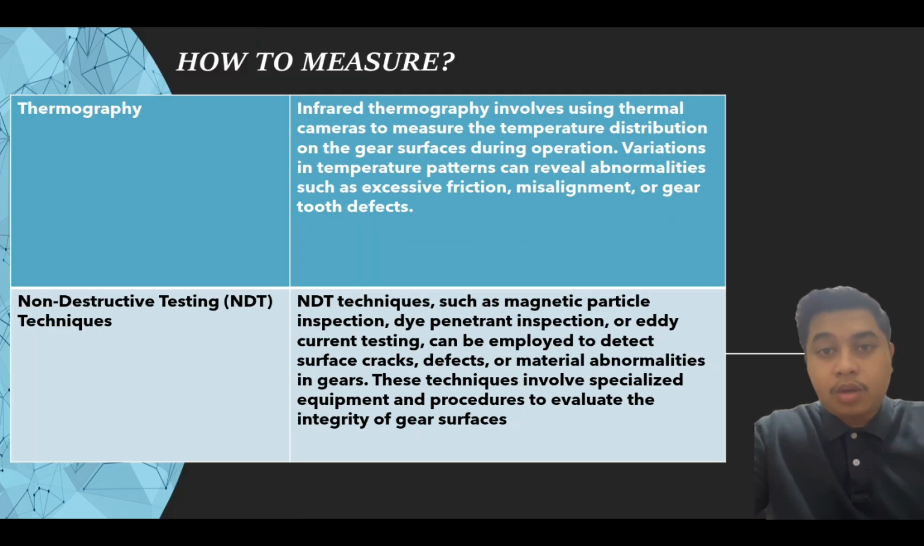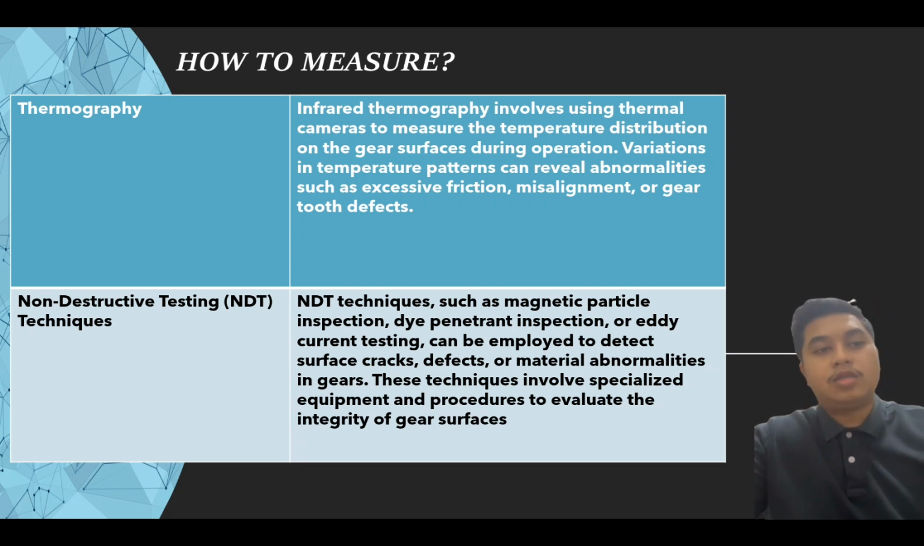The third way that we can use to measure gear faults is thermography. Infrared thermography involves using thermal cameras to measure the temperature distribution on the gear surfaces during operation. Variation in the temperature pattern can reveal abnormalities such as excessive friction, misalignment or gear tooth defects.